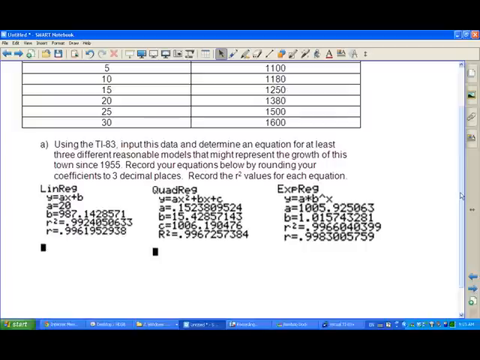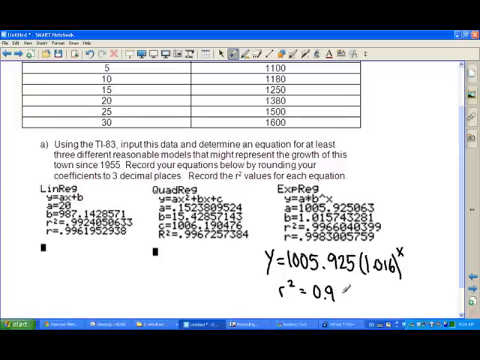If I was doing this on a thinking assignment and I wanted to record my equations, writing them this way, like I have, and I've cheated, I've taken a screenshot from my graphing calculator. Writing them this way, I'd probably dock you half a mark. I'd want to see something like y equals 1005.925 times 1.016 to the power of x. Okay, so I'm specifying this, and I would also like to see my R-squared value. Probably a good idea to try and keep as many decimal places in your R-squared value as possible.